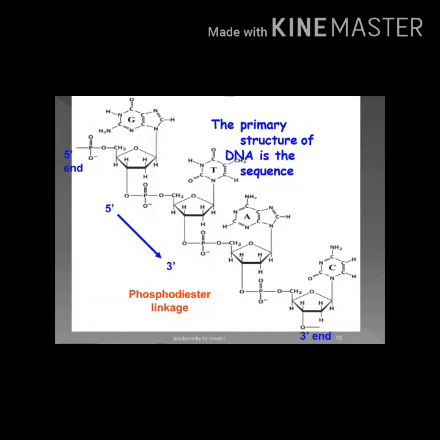So DNA structure, as we have discussed, is a polymer of nucleotides. In one nucleotide, as we have discussed, there is a nitrogen base, sugar and phosphate. Now this one nucleotide combines with another nucleotide with a specific type of chemical bond, that is the phosphodiester bond.